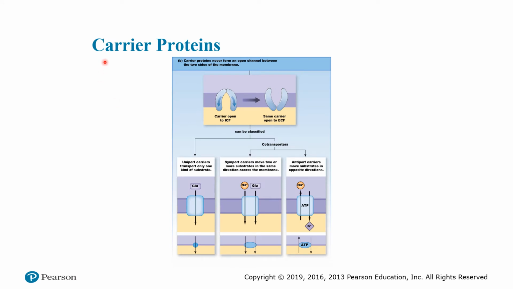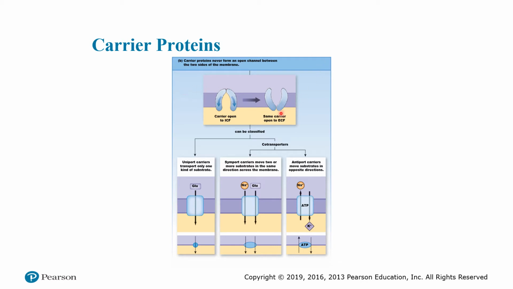Now, carrier proteins, those proteins are never going to be open to both sides. So let's say this is outside the cell, facing the extracellular fluid, and let's say this is the side facing the inside of the cell, or the intracellular fluid. Notice how the carrier proteins are always going to be closed at one end, versus the channel proteins. Once they open, they will be open to both sides.